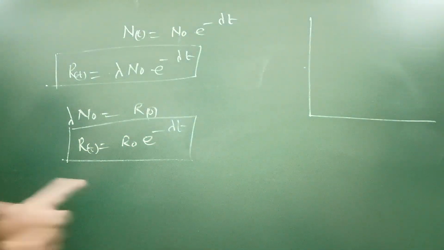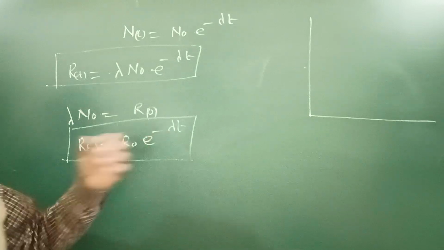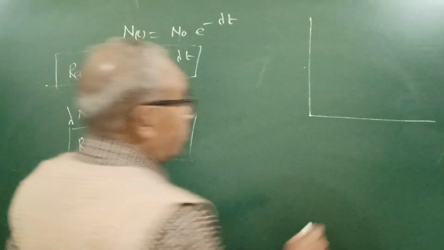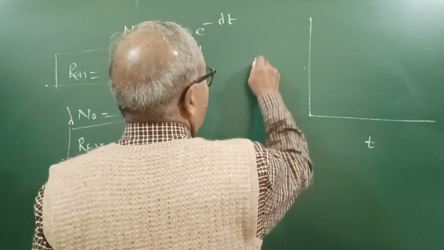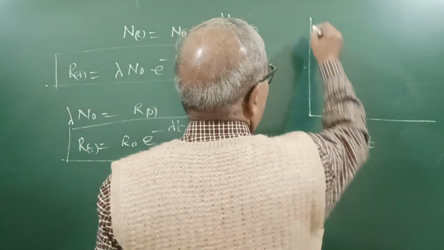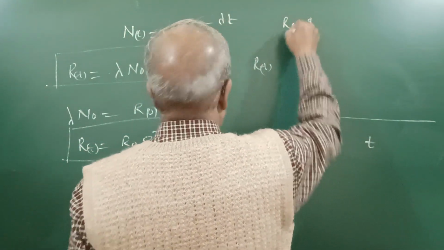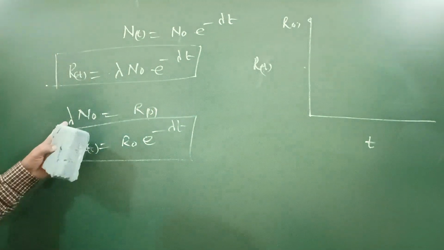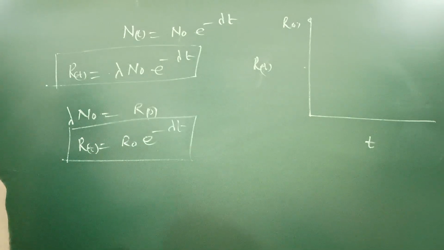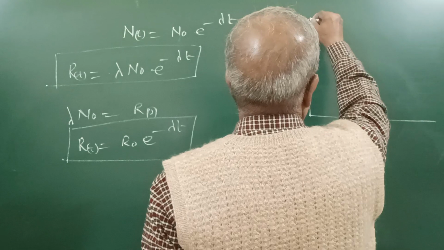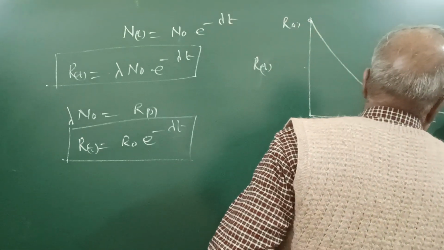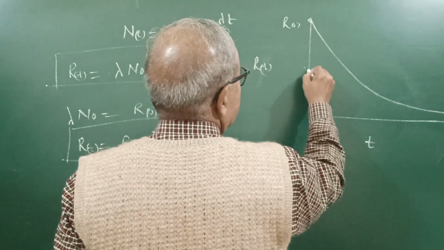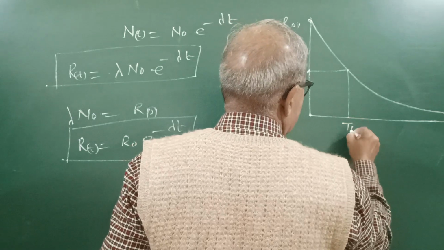As t increases, the magnitude of lambda t increases and e to the power minus lambda t decreases. If we draw a graph between R(t) and t, R0 here is the initial rate, which is equal to lambda N0, lambda being the decay constant here. So we get the curve like this. Again, R0 by 2 here. So this time again T half.